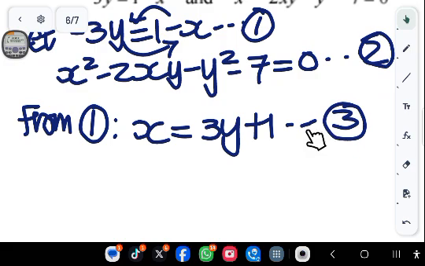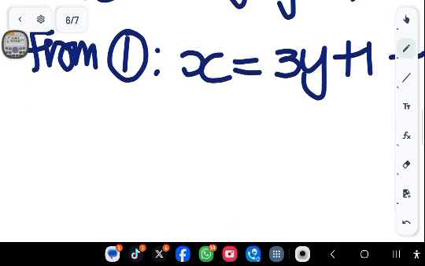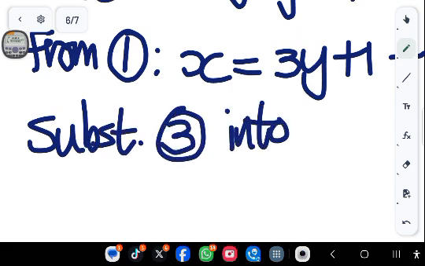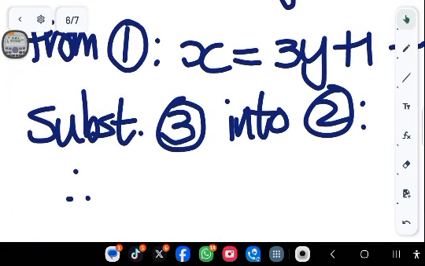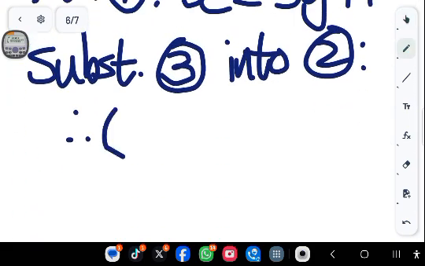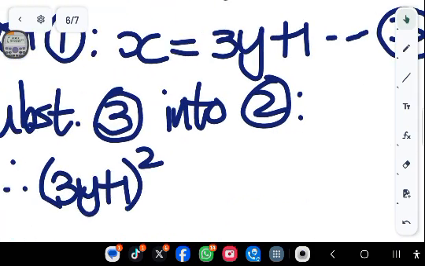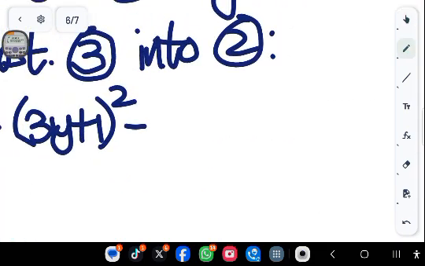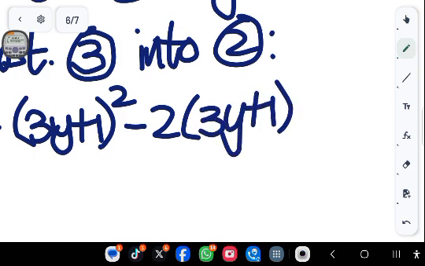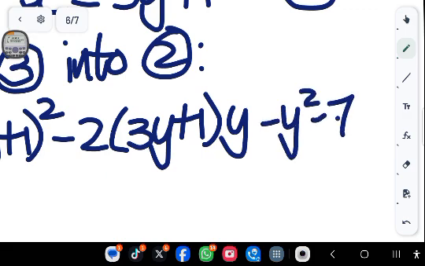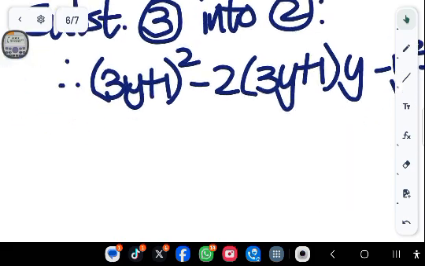Now substitute 3 into 2. So wherever there is x, we'll put 3y plus 1. So the first one is x squared, (3y plus 1) all squared, minus 2(3y plus 1)y, minus y squared minus 7 equals to 0.